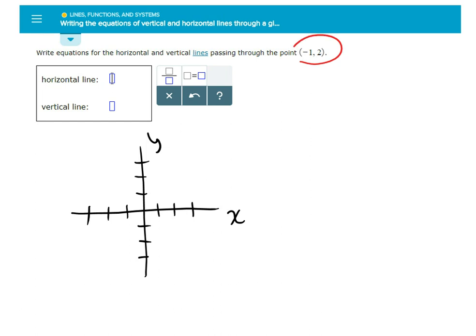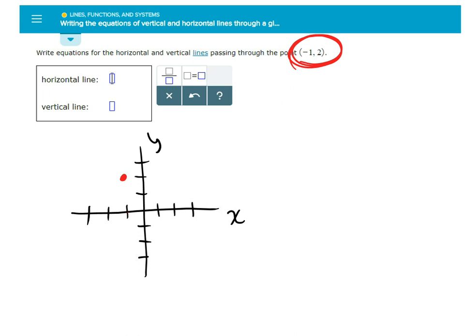If I graph the point -1, 2, that would be starting at the origin. I'm going to go 1 to the left and then up 1, 2, and that's going to be the point right there. That point is directly above the -1 in the x-axis, and it's directly across from the 2 on the y.